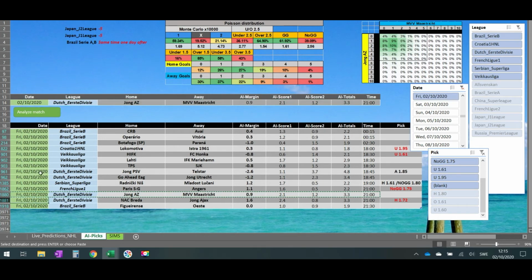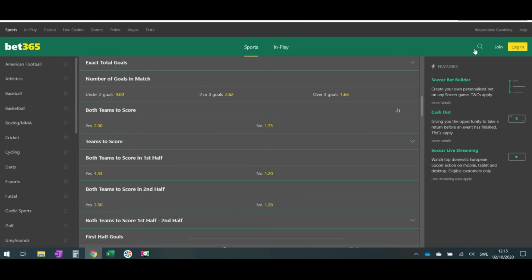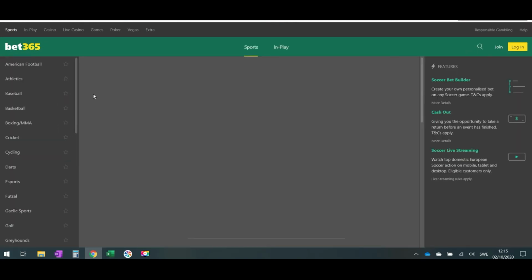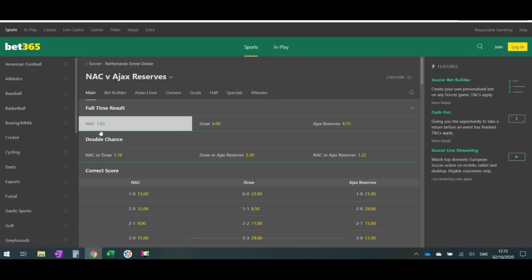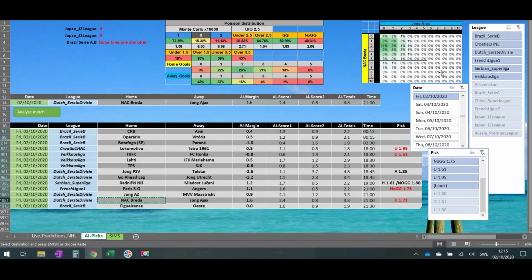And then let's check also this match over here. No indicator. This one. We get an indicator over here for the home team to win, 73%. Only this one, which is Nakprenda against Yok Ajax. Let's check the game. Again, it's 1.65. This is also a bet. 1.65.